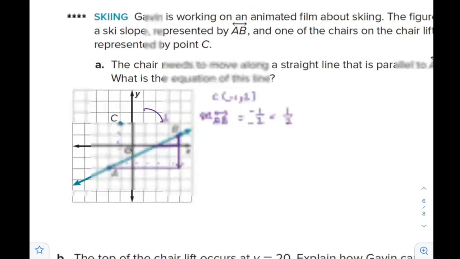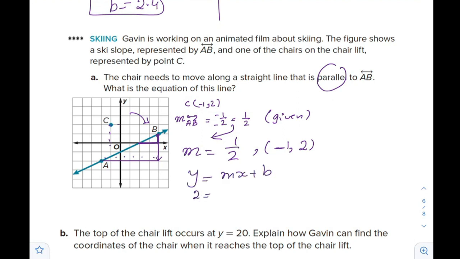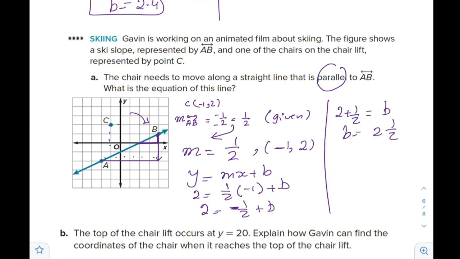He is asking to find an equation parallel to that one. So this is given. The parallel line will have the same slope because it is parallel to that one. And the point now is (-1, 2), as we have found. I will use slope-intercept form, y equals mx plus b. So 2 equals 1/2 times -1 plus b. 2 equals -1/2 plus b. If you find b, 2 plus half equals b. So b is 2.5. You can write it in this way as well.